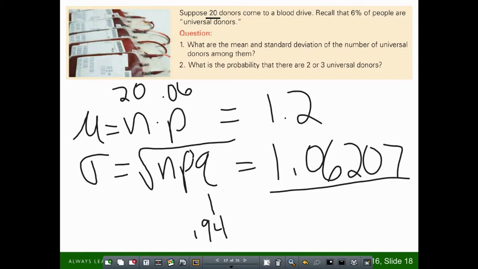Now for number 2, we're actually going to switch into using your calculator again because it says what's the probability that there are 2 or 3 universal donors.